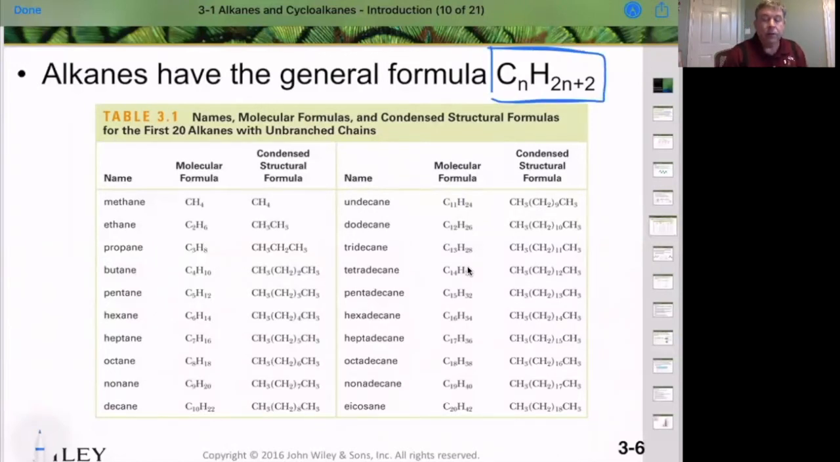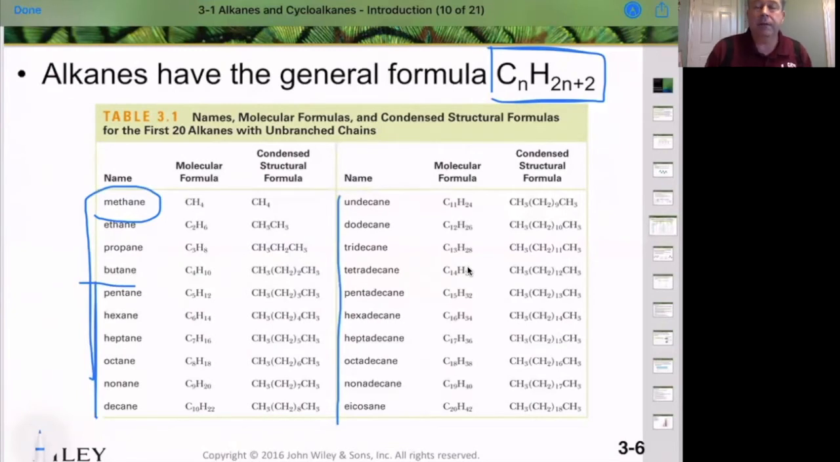It's important that we learn the different names for the different groups. The first 3 are special, and then the rest follow the usual metric system of penta, hexa, hepta, octa. So we just have to remember that the 1 carbon is methane, 2 carbon is ethane, 3 carbon is propane, and 4 carbon is butane. After that, it follows the standard metric system.